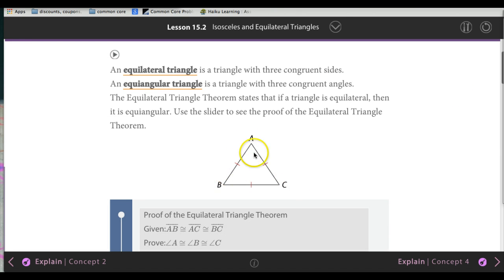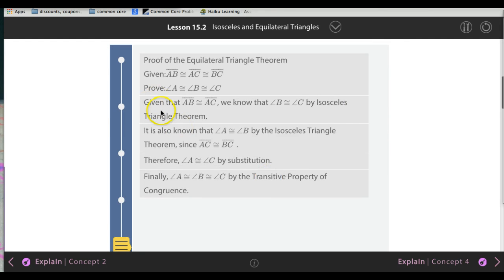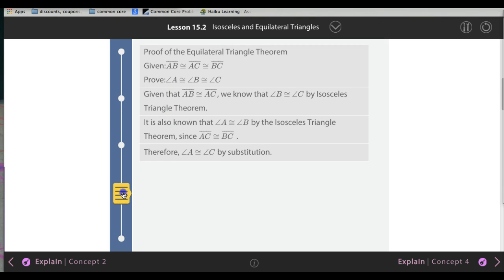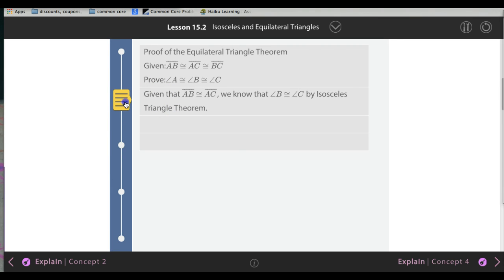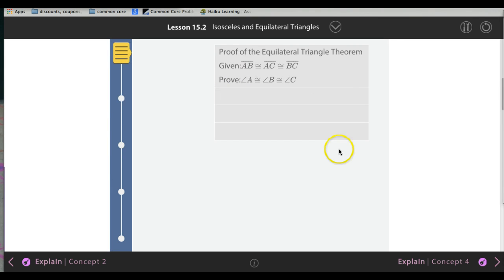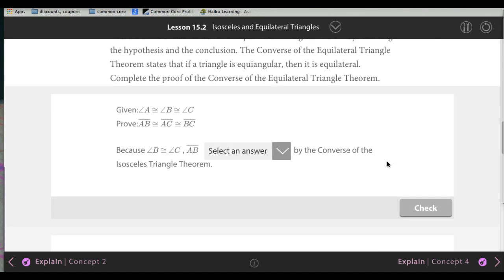It shows that the three sides measure the same. You can see they measure the same because of this red tick mark. It shows that this line, this line, and that line all measure the same. You can go ahead and scroll down to see the proof, and you can just learn it on your own, obviously.